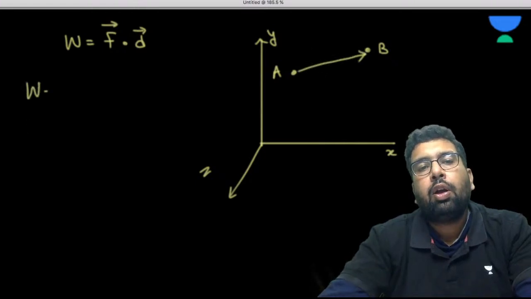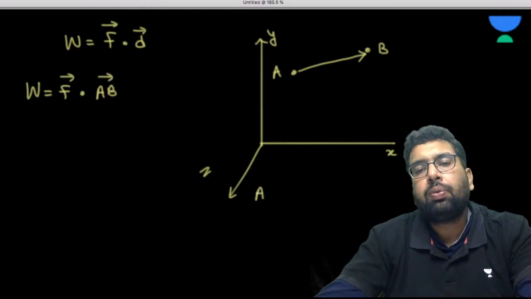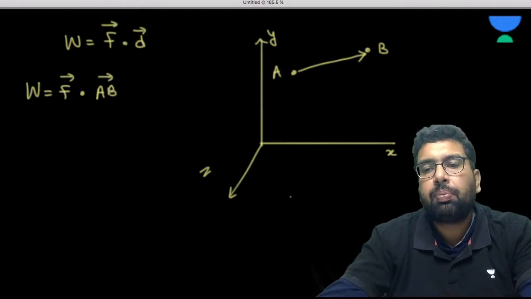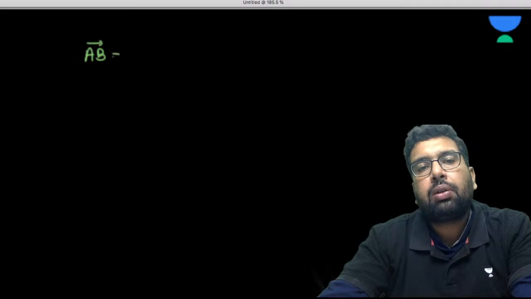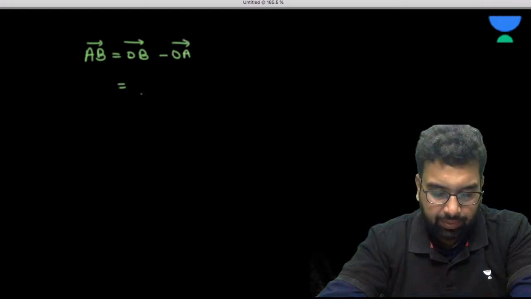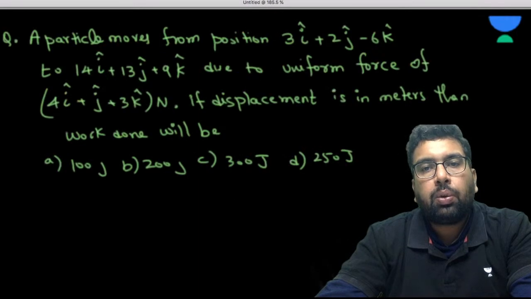So can I write work is equal to force dot displacement vector, that is AB vector. We can find this AB vector. What we have learned is that the displacement vector AB is going to be the final position vector, that is OB vector, minus the initial position vector, that is OA vector. So what is this OB vector? This is 14.